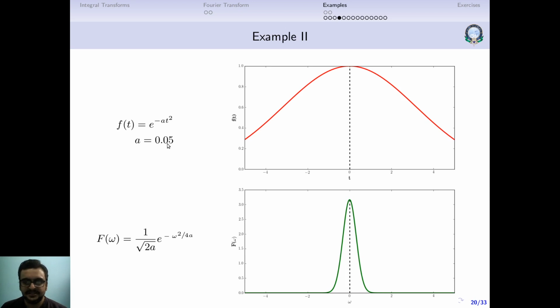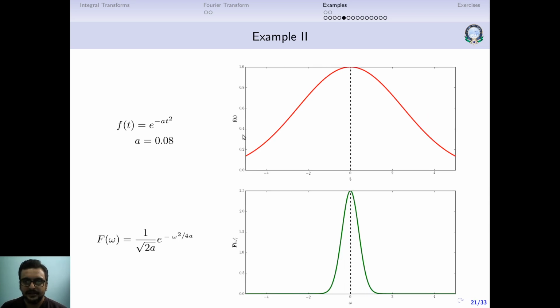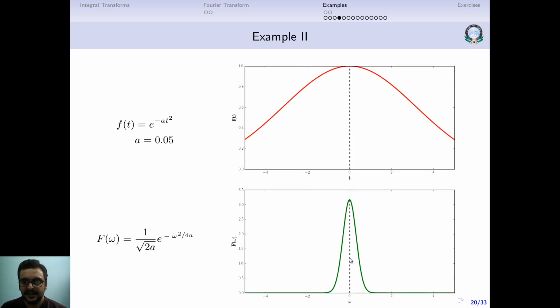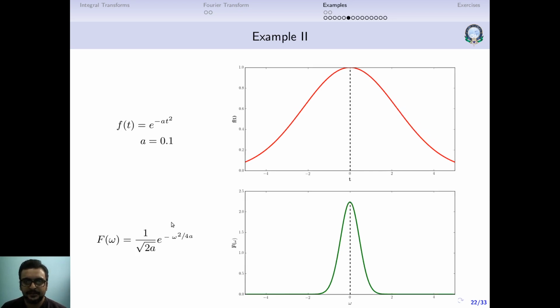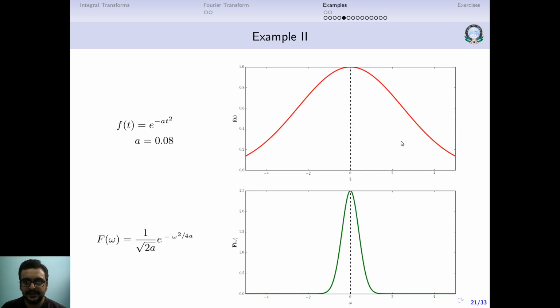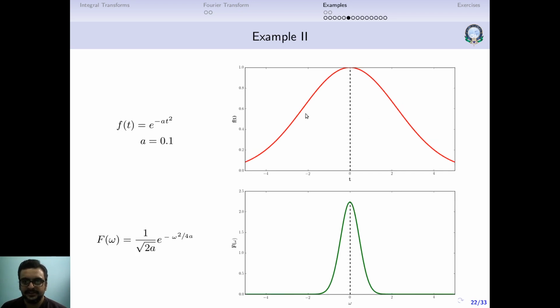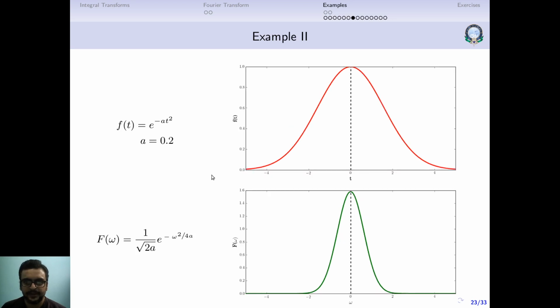Okay, let's change the values. Instead of 0.05, I put 0.08. When I increase the value of a, this original function becomes narrower. That means its variance decreases, and the Fourier transform becomes wider. Increase this a some more, from 0.08 I make it 0.1. This original function, the red plot, becomes even narrower and this becomes wider. Make it 0.2. It becomes even narrower and this becomes even wider.